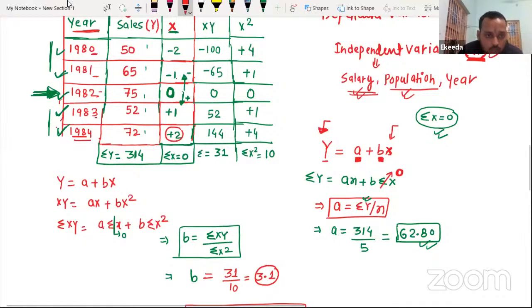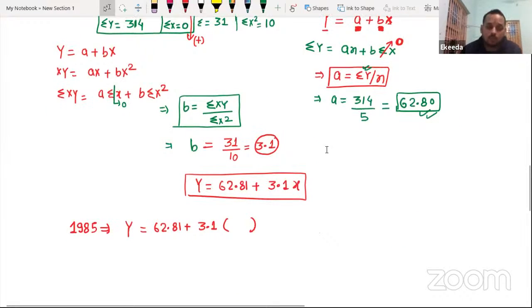Okay, so for 1985 we have to move in downward direction. You can see, and in downward direction we are considering the plus sign. So for 1985 the value for x will be +3, because we are moving in downward direction and we have to maintain the uniform gap. So after doing the calculation, it is going to be 72.1.